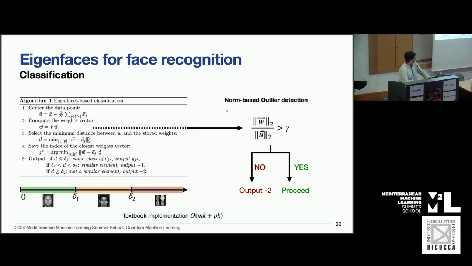Something else that you could do is add this step here, which is an additional outlier detection method, very simple. What you do is you check how much of the norm is preserved after you project your data on the principal components, right? Because if you have a face, then probably it's well represented in the subspace, but if you don't have a face, probably it's not, okay? So you compare it against a threshold and you make an early decision.